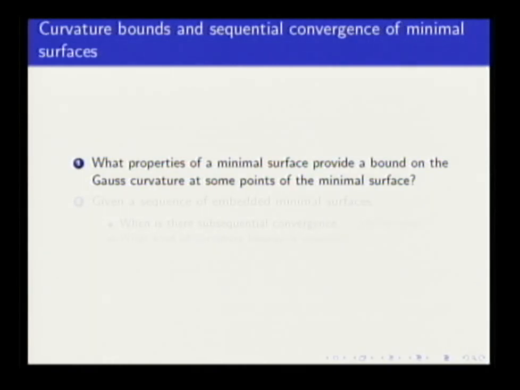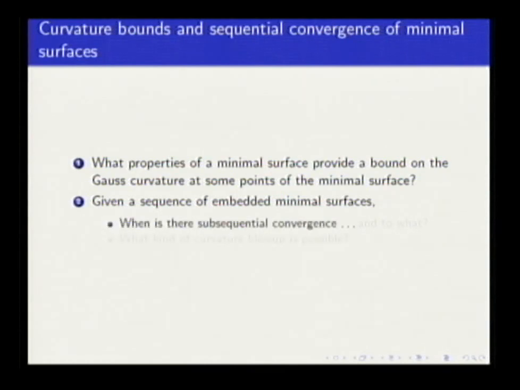let's ask a very, very general question. What properties of a minimal surface provide a bound for Gauss curvature at some points of the minimal surface? And another related question: given a sequence of embedded minimal surfaces, when is there a subsequential convergence? And what kind of limits can occur, and what kind of curvature blowup is possible?